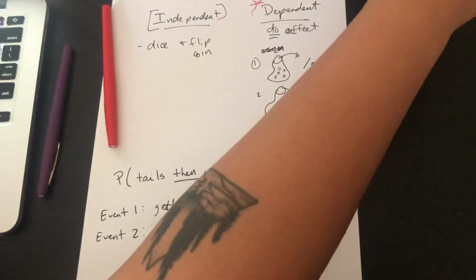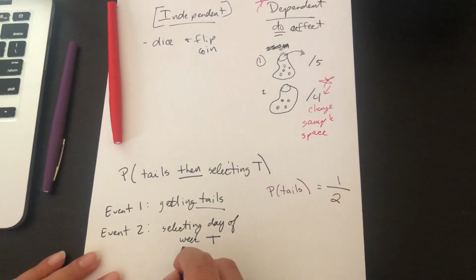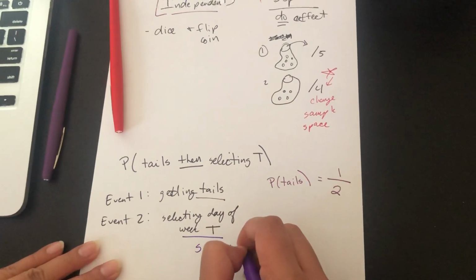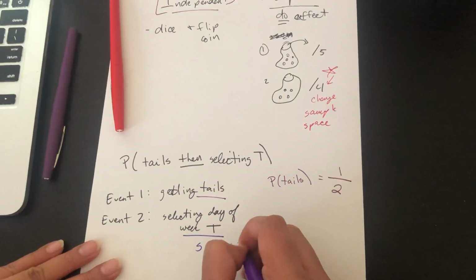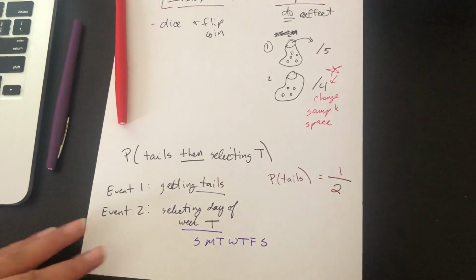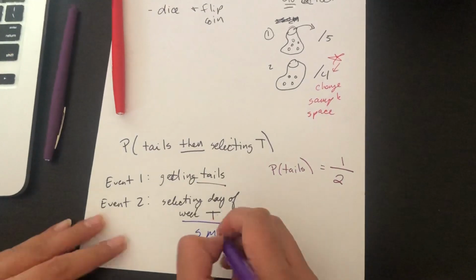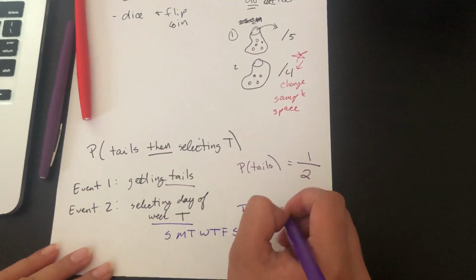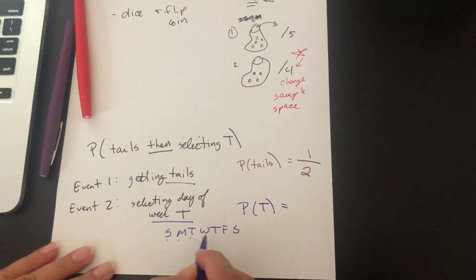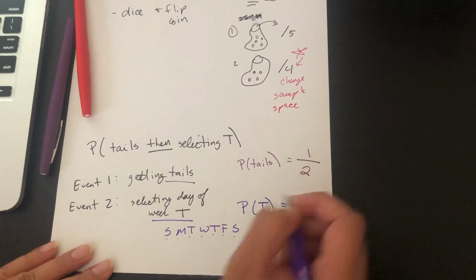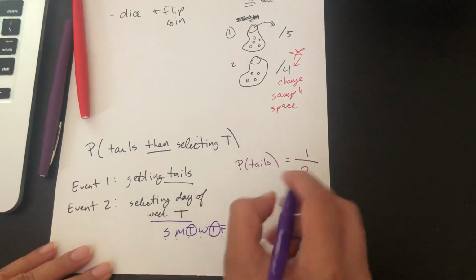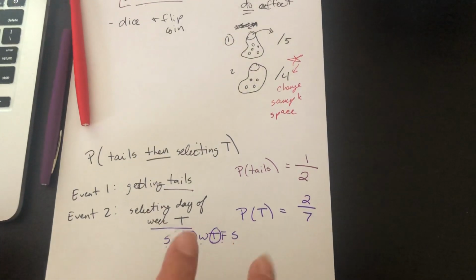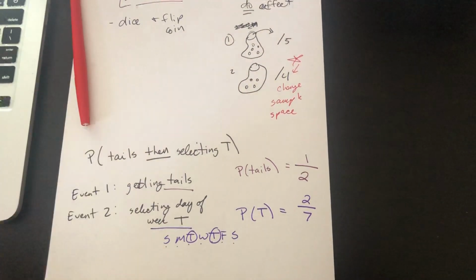My second event is the probability of getting a day of the week with the letter T. So days of the week: Sunday, Monday, Tuesday, Wednesday. Did I do that right? Sunday, Monday, Tuesday, Wednesday, Thursday, Friday, Saturday. Who does Sunday first? A normal person. So it's the probability of getting a T. I know my sample space has 1, 2, 3, 4, 5, 6, 7. Of those 7, I have 2 T's. I know you guys can do that. I've seen your Google Forms on that. The only thing that's new is what we do with these 2 separate probabilities.